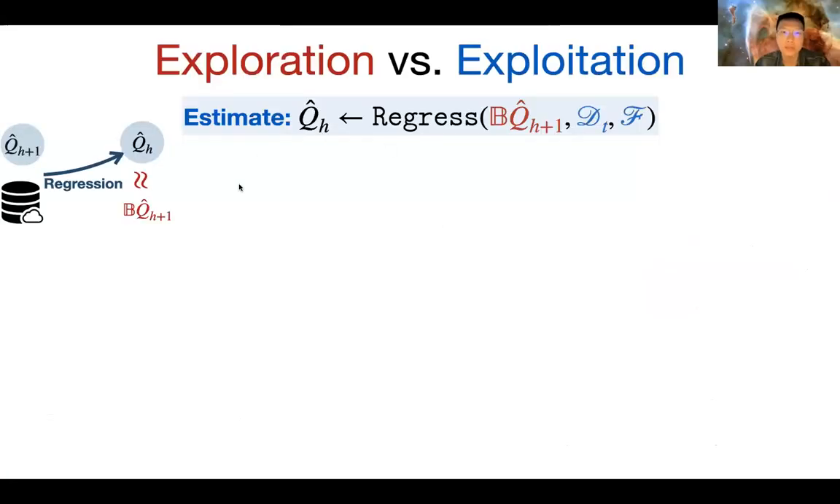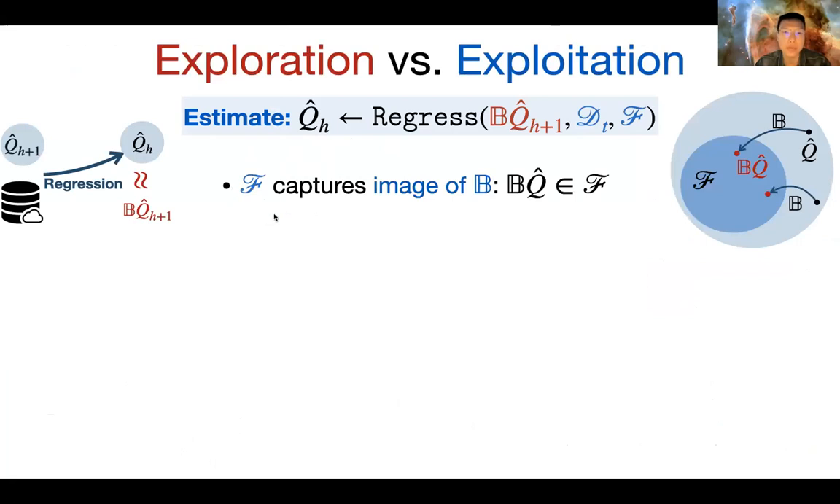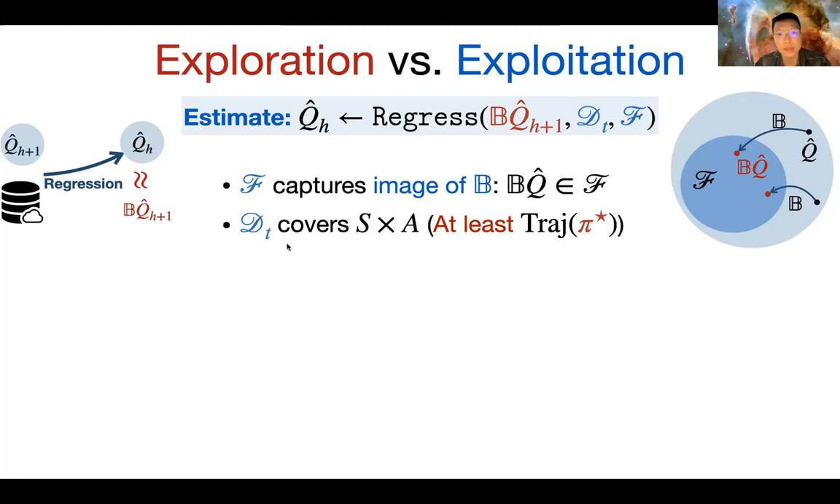So for the success of LSVI, what we need is that the regression error at each step is small. To ensure this, we need two kinds of conditions. The first condition is that the function class captures the target function, which is the right-hand side of the Bellman equation. That means the function class has no approximation bias, or we can somehow balance the trade-off between bias and variance. And the second condition is that the data set is regular.